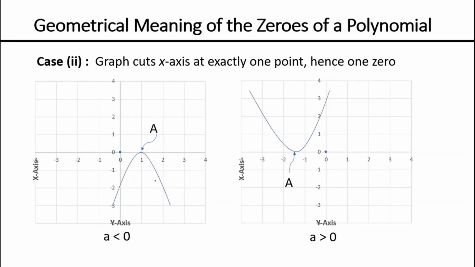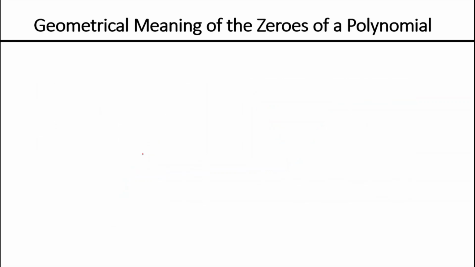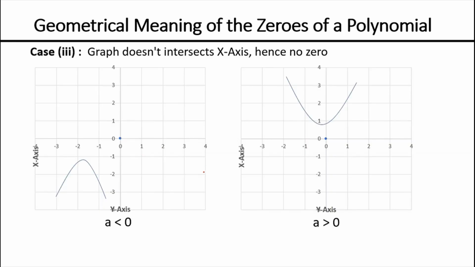This is the second case where the parabola of quadratic polynomial is intersecting the x-axis, or rather touching the x-axis at exactly 1 point. In this scenario, there is only one zero of quadratic polynomial, and that zero is the x-coordinate of the point where this parabola is touching the x-axis. And the third is a scenario where the parabola does not touch the x-axis even once. In this scenario, there are no zeros of quadratic polynomial.